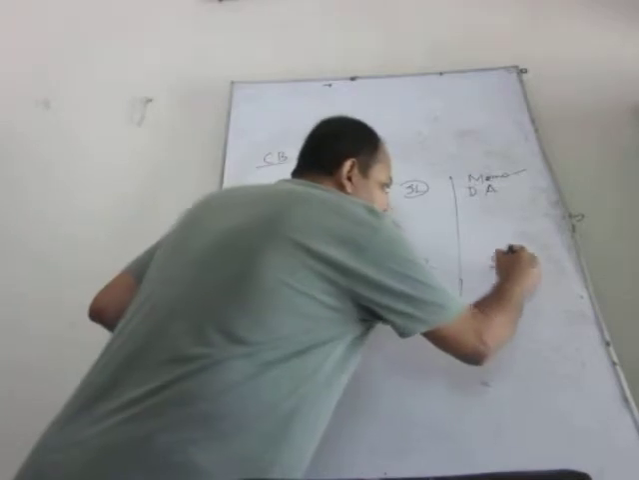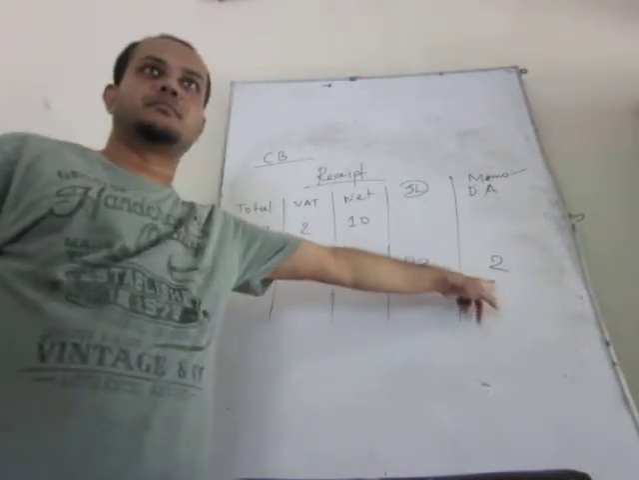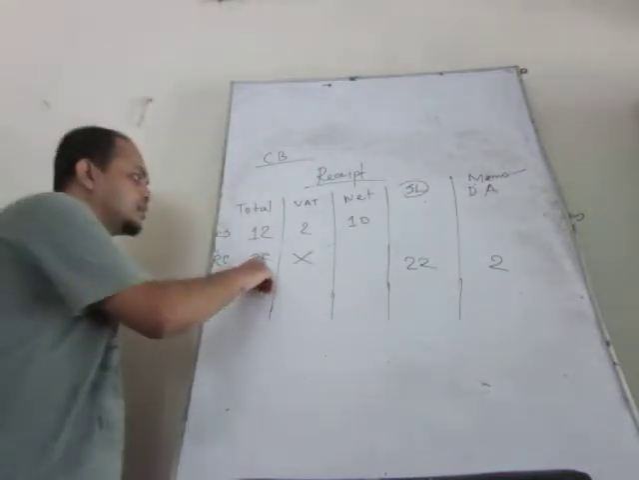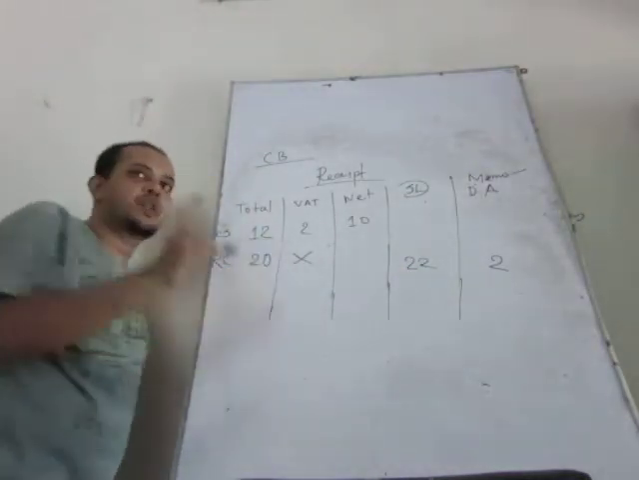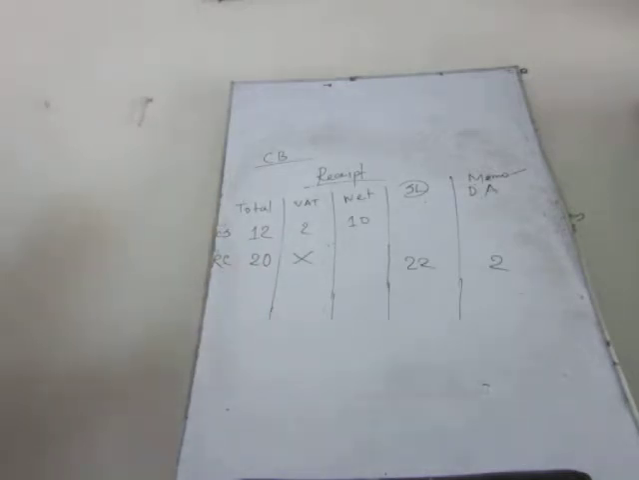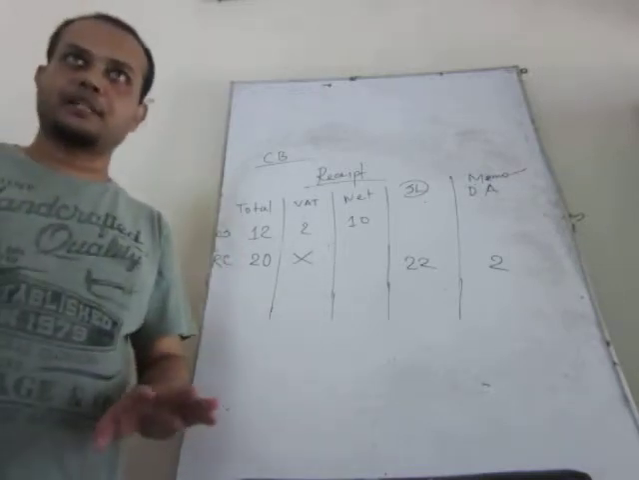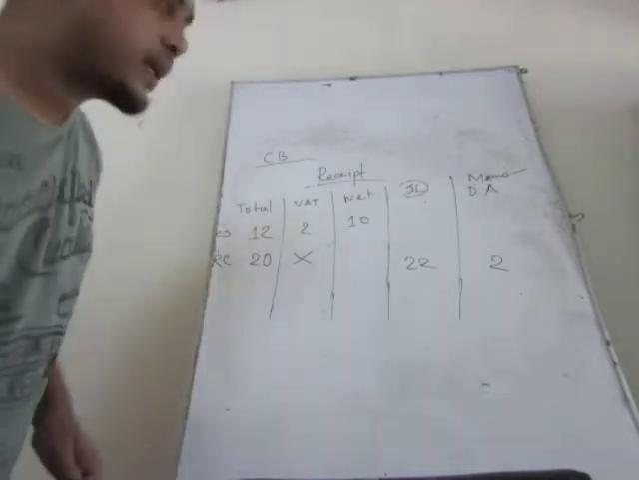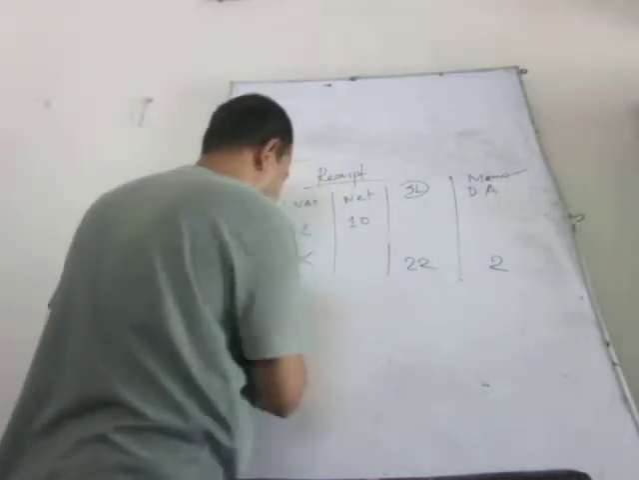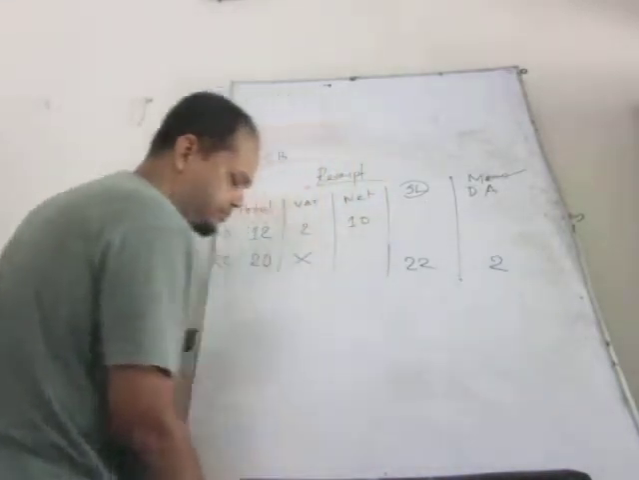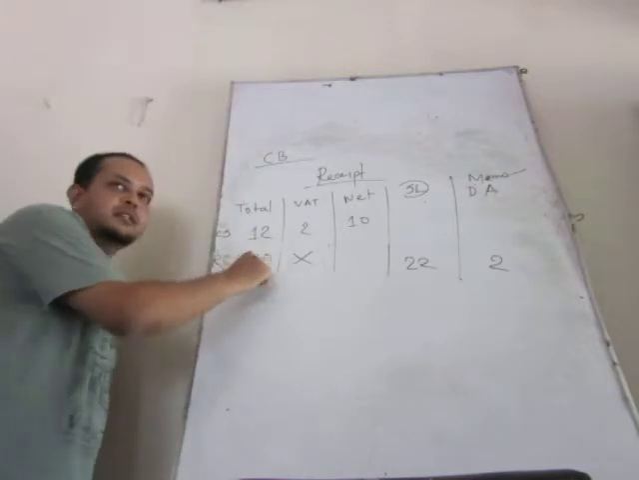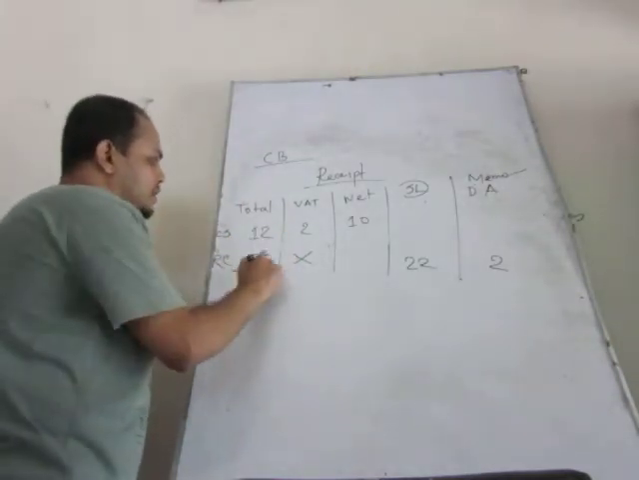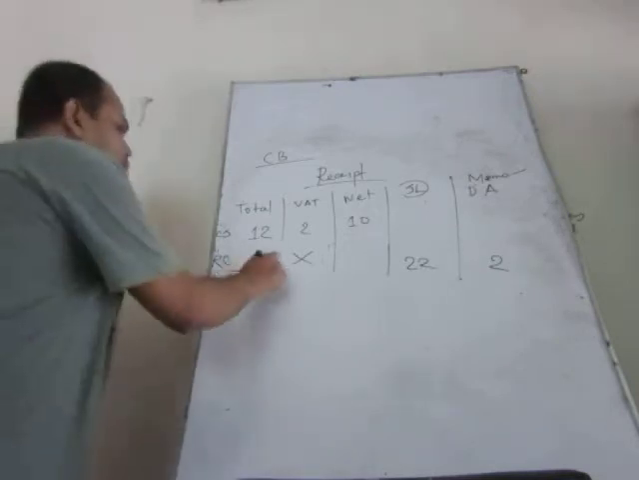So here, $2 discount is allowed. That means you are collecting $20, not $22, because your customer is paying earlier, so the total receivable is decreased. Right? Now how do you calculate this? As a whole, you are collecting $32. This is the total collection.